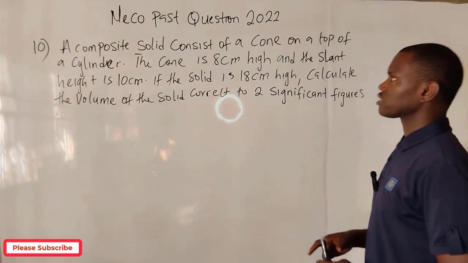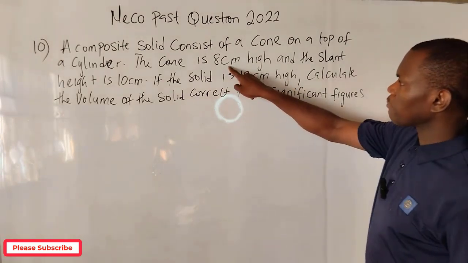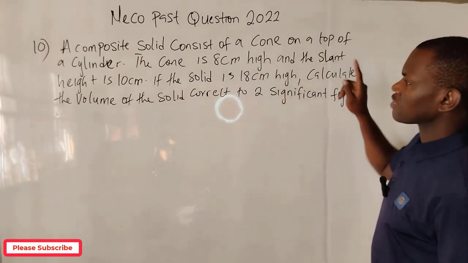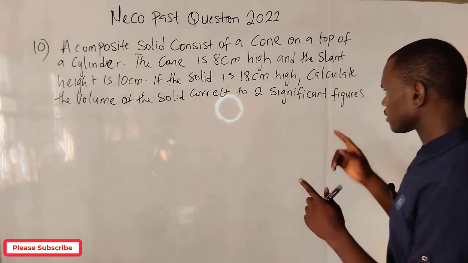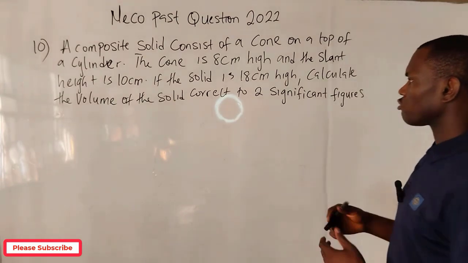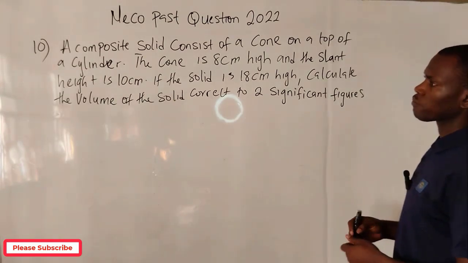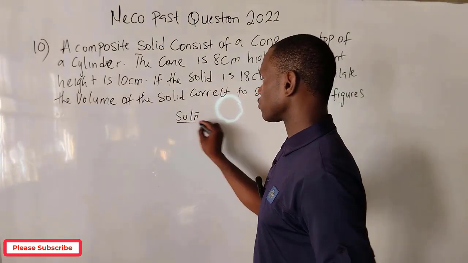A composite solid consists of a cone on top of a cylinder. The cone is 8 cm high and the slant height is 10 cm. If the solid is 18 centimeters high, calculate the volume correct to two significant figures. So the first thing we do is to draw the diagram involved.